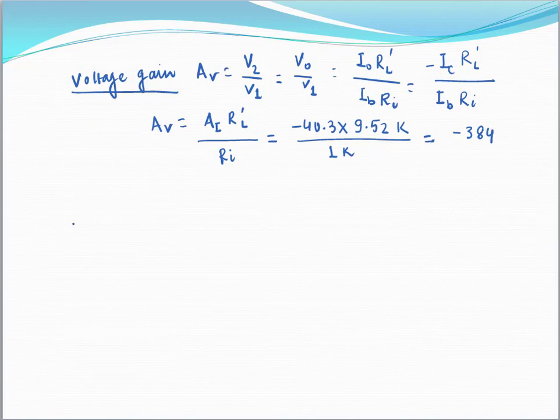So you see that mod of AV is coming 384, and at the start of the problem we had taken the assumption that AV is very very greater than 1, hence our assumption is correct.